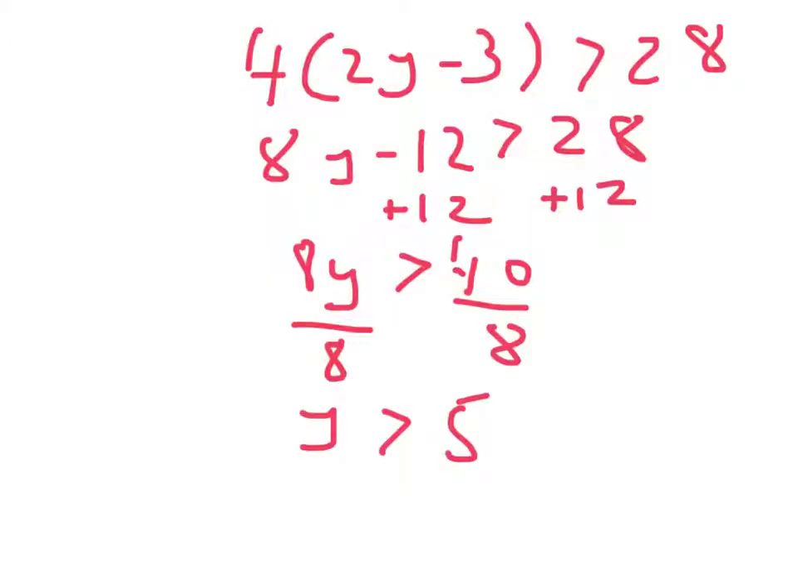This is our final problem, and this is how you would graph this. So you'd start by making your number line, make your tick for 0, make your tick for 5, and since y is greater than 5, you would want to put a solid dot and draw an arrow going away from 0.